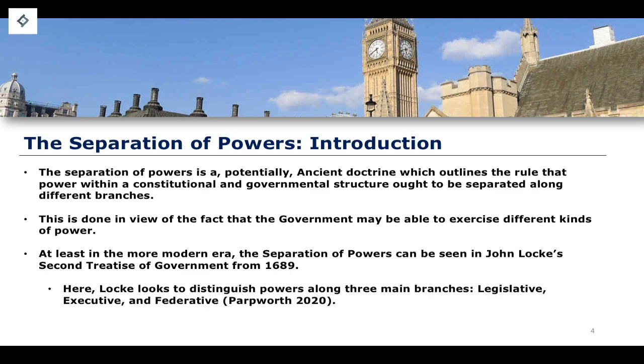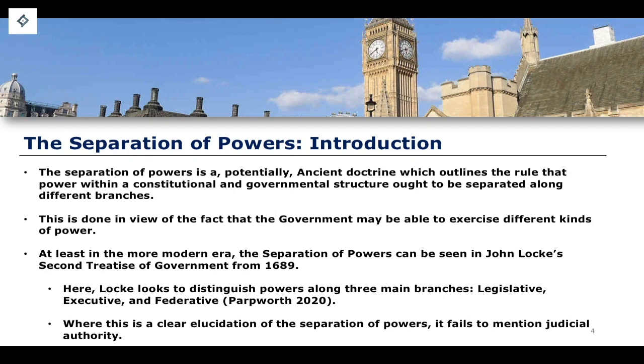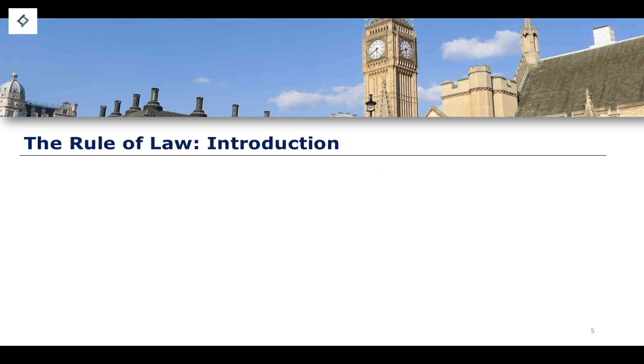So Locke looks to distinguish along three main branches when it comes to the separation of powers in his conception. He looks to make a delineation between the legislative branch of government, the executive branch of government, and what he describes as a federative branch. Now, where this is a clear elucidation of the separation of powers, it does fail to mention the concept of judicial authority. So in today's modern conceptions of the separation of powers, we have replaced the idea of federative branches of government with this idea of the judicial, the idea of having a legislative, an executive, and a judicial branch of government authority.